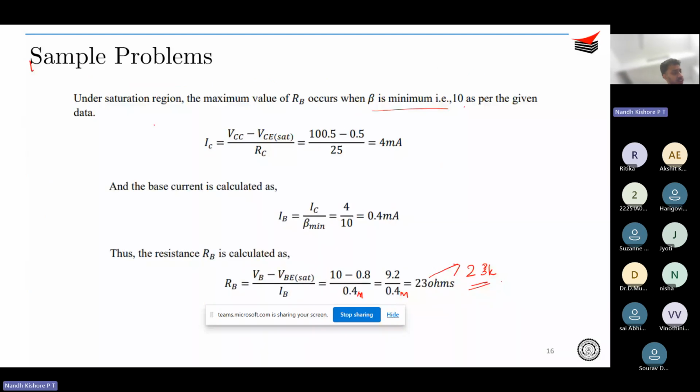I think we have spent enough time over here, so we will go ahead with the next problem. Again, it's just KVL in the base emitter loop and collector emitter loop, and you make use of the current gain formula. You just need to know what beta to use. Here, beta is variable, so beta should be minimum so that the device is in saturation.